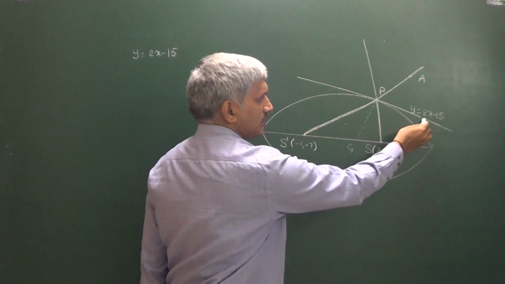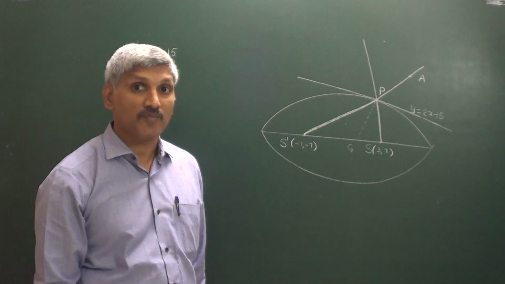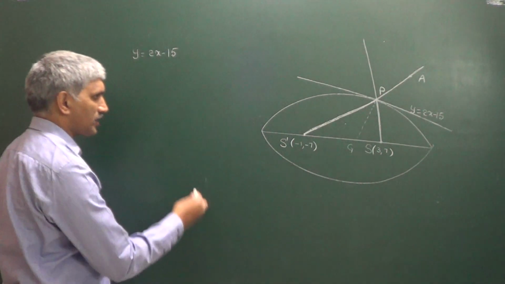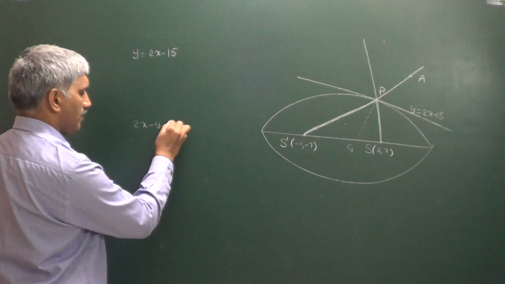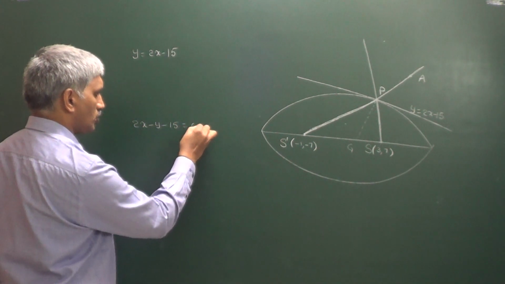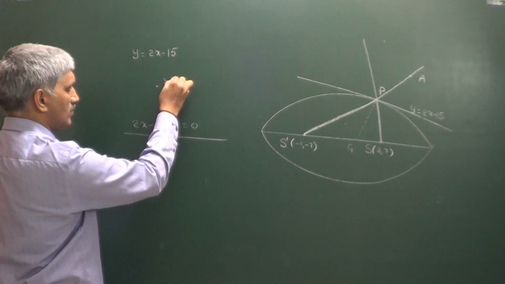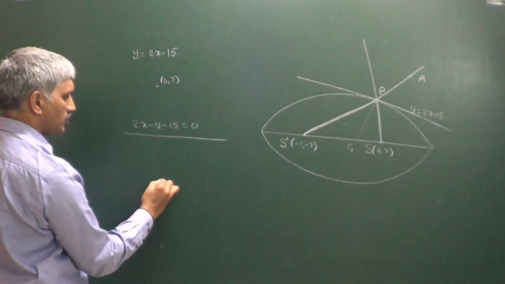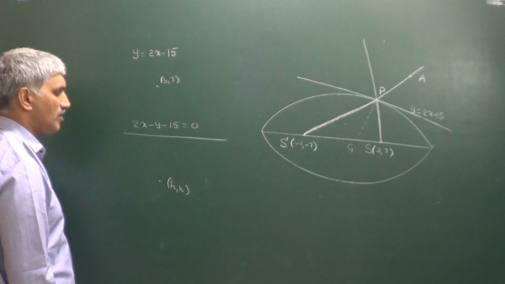Solve the tangent equation and this equation, and we will get the coordinates of P. But how to find the reflection? 2x - y - 15 = 0 is the line, and the point is given as (3, 7). We have to find the reflection. Let us say the reflection is (h, k).